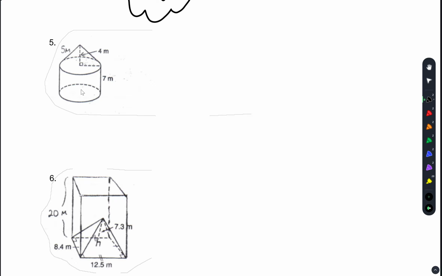We don't care because volume is volume. Surface area is strictly on the surface, but volume includes everything that is visible or invisible because it's inside of our shape. So I do not care that those two bases are overlapping. All I need to do for this particular shape is calculate the volume of the cone on the top and the volume of the cylinder on the bottom. So this is going to be just a big old addition problem.